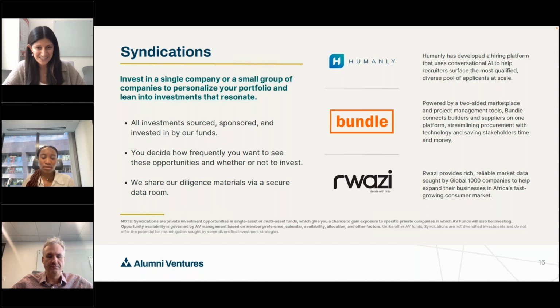And one promising syndication opportunity that we made available a little while ago was Rawazi, which is essentially building a Nielsen or Kantar for Africa and Asia. So it collects consumer insights and sells that data to Fortune 500 companies that are based in the US. And that's a really meaningful data channel because a lot of these Fortune 500s are thinking about market entry, pricing, and product placement in these emerging economies. So it was a really promising company to back.